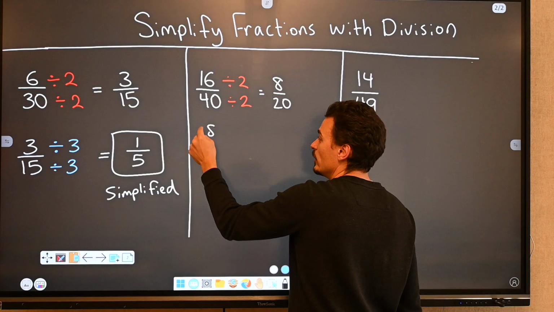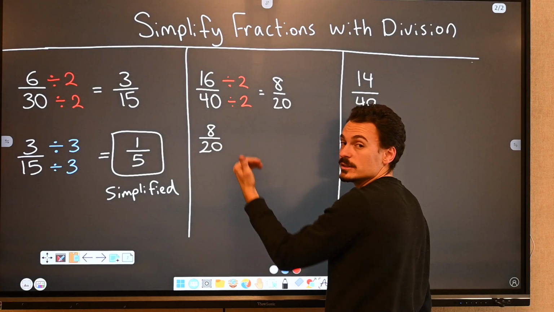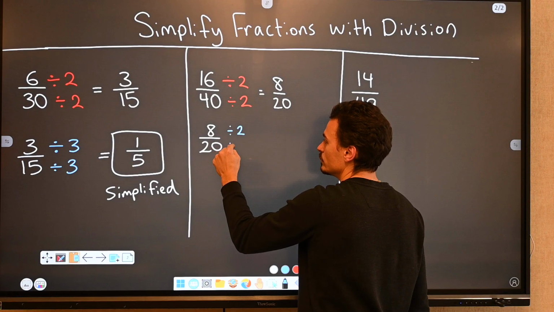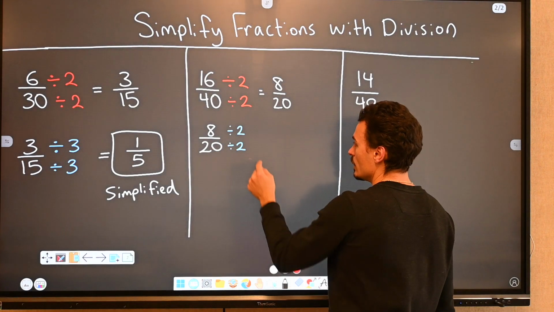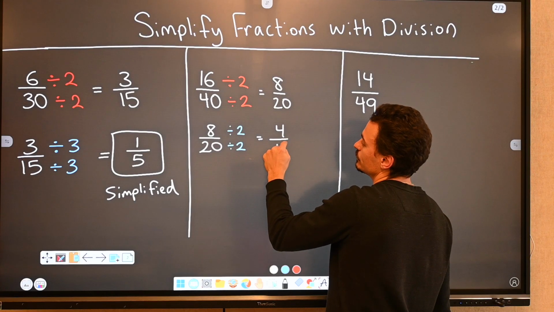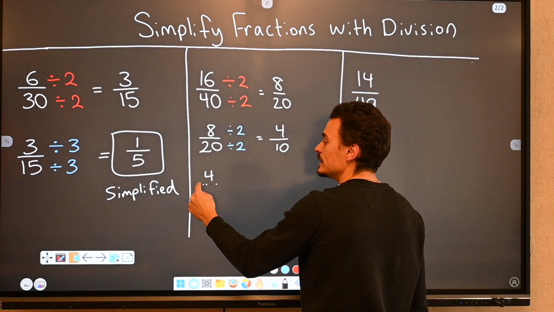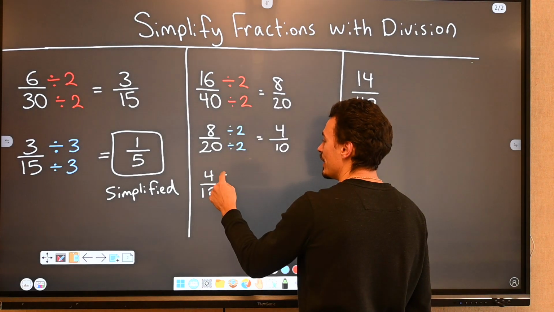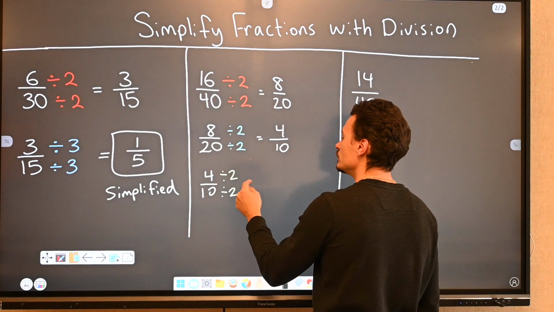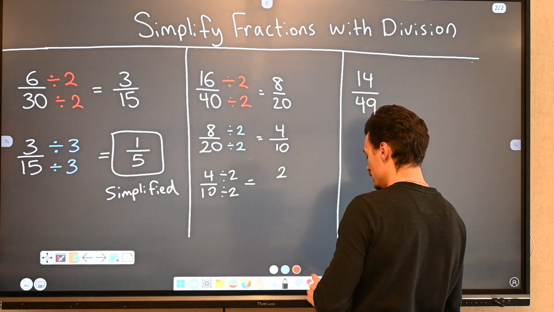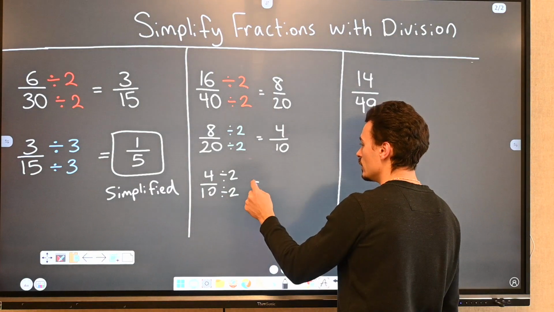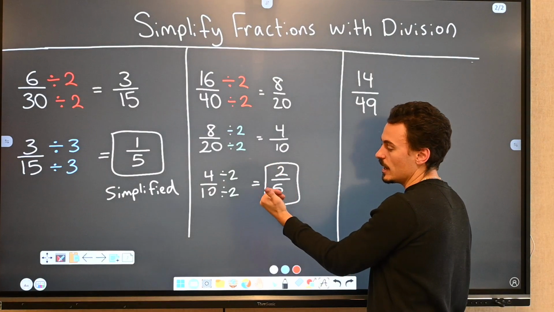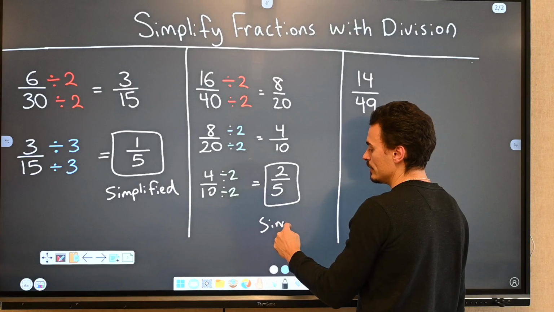Now, 8 over 20, both of those numbers are even. So I can divide by 2 again. And I get 4 over 10. 4 over 10, both of those numbers are even again. So I'm going to divide by 2. You get 2 over 5. Okay, 2 does not go into 5, so this is simplified.